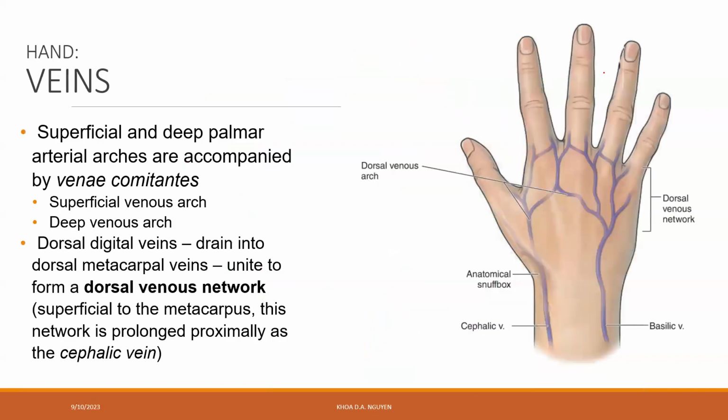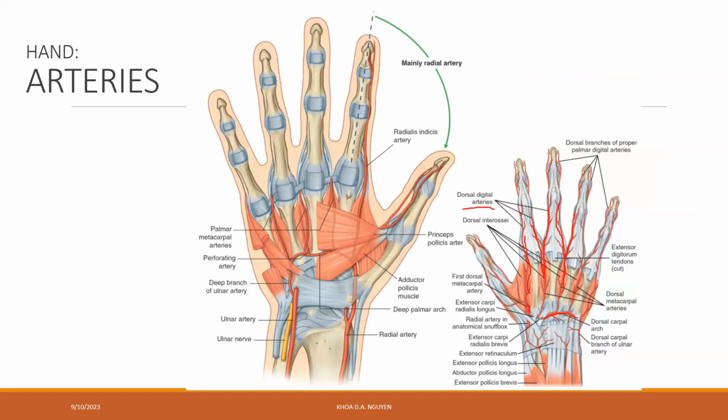All right. How about veins? How about veins? So just like arteries, okay, there are veins on the palmar side and there are veins on the dorsal side, okay? Now, the superficial and deep palmar arterial arches are accompanied by venae comitantes. Basically, what this means is that these veins accompany the superficial and deep palmar arches. So they go together, okay? So you can imagine that all of these arteries right here are going together with a vein, okay?